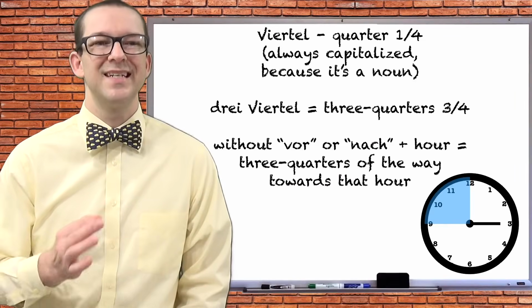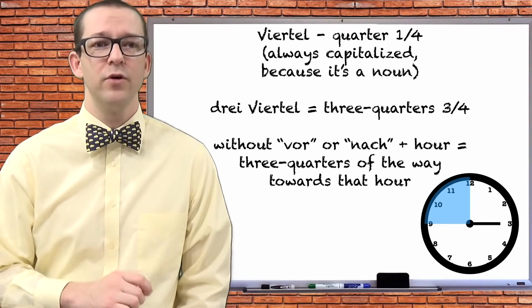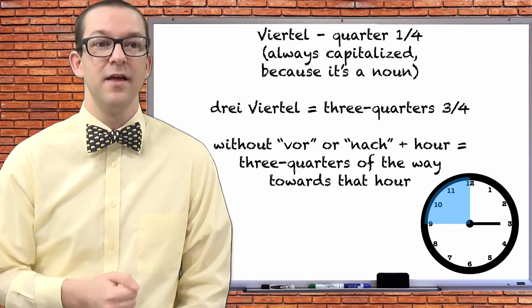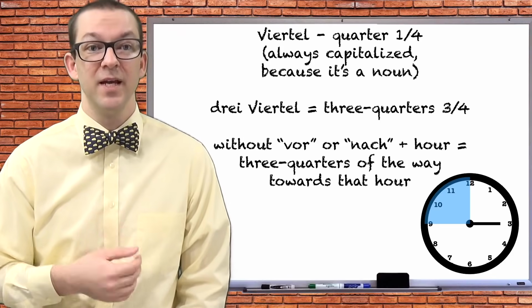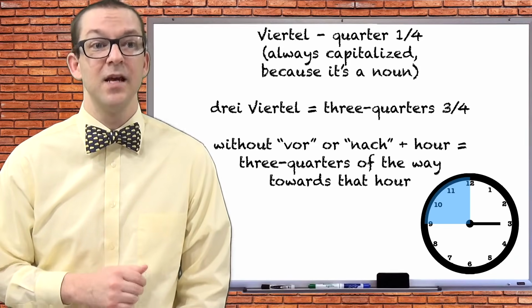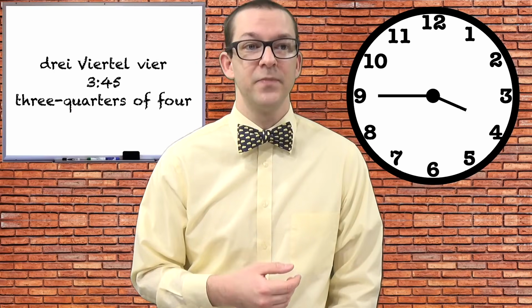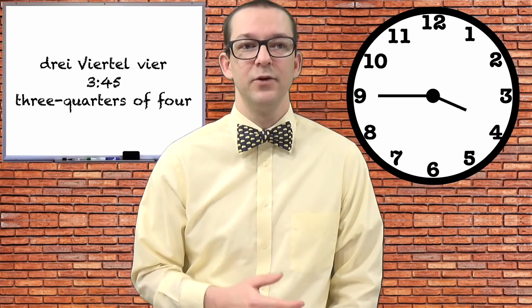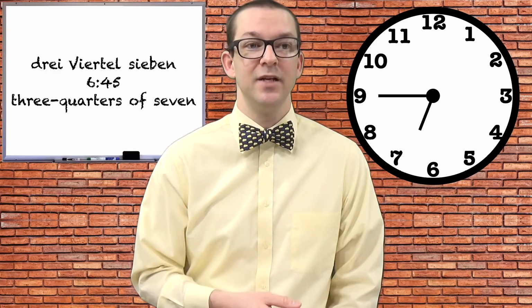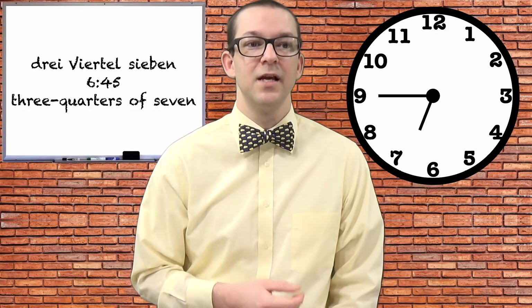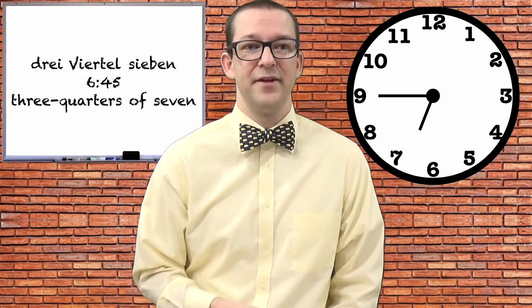You can also use drei Viertel, which is 3/4 of the way to the next hour. This is by far the most confusing time expressions my students encounter. Here are a few examples of that. Drei Viertel vier, 3:45, literally 3/4 of 4. Drei Viertel sieben, 6:45, literally 3/4 of 7.